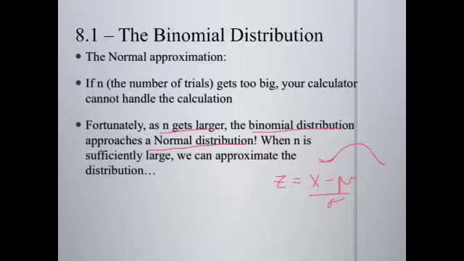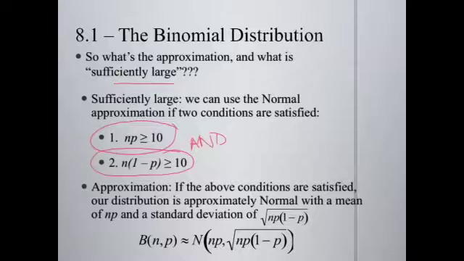So what's the approximation and what's sufficiently large? Well, sufficiently large is when we meet these two conditions. N times p is greater than or equal to 10, and n times 1 minus p is greater than or equal to 10. Both of these conditions need to be satisfied in order for us to use a normal approximation. If the above conditions are satisfied, our distribution is approximately normal with a mean of n times p and a standard deviation of the square root of n times p times 1 minus p.